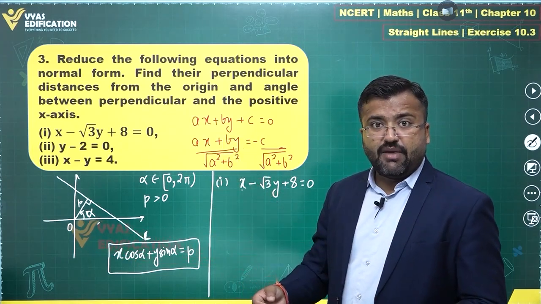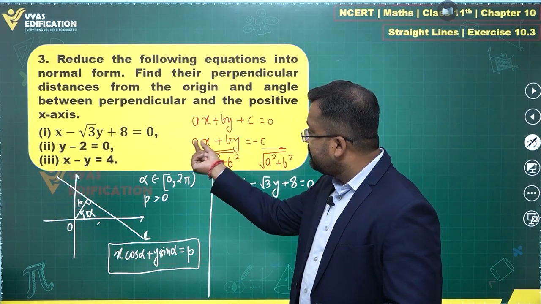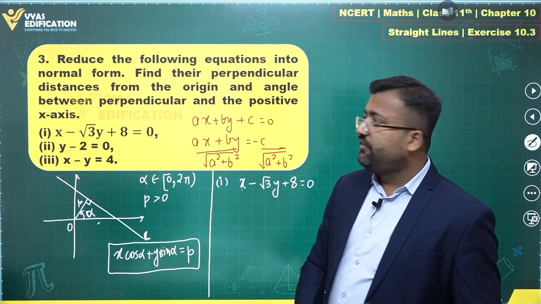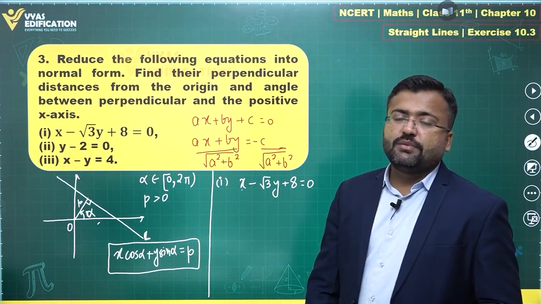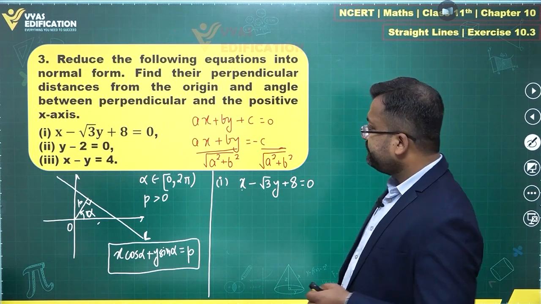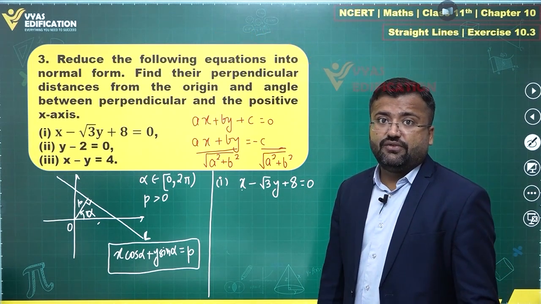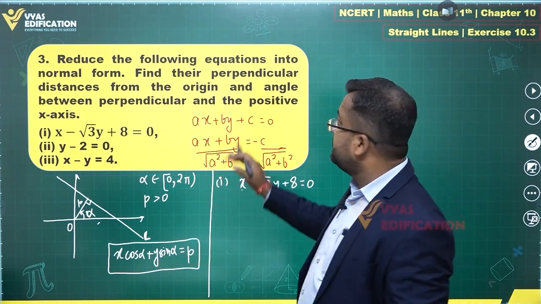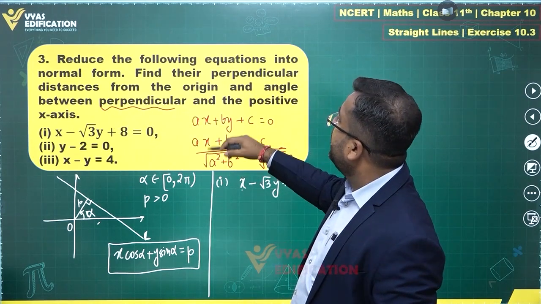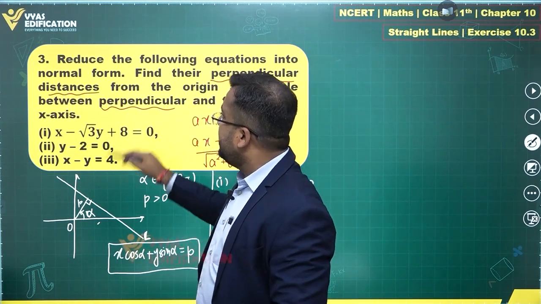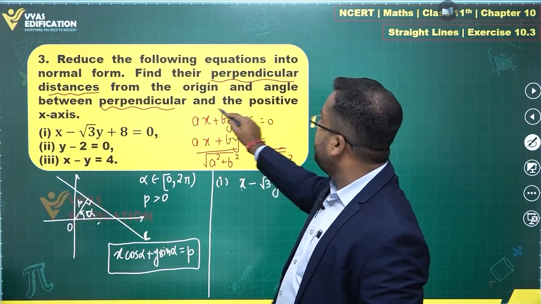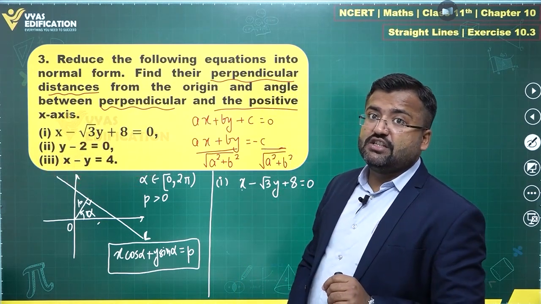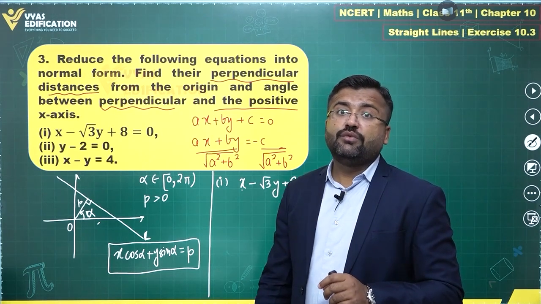So, if required, multiply with a minus, and then the coefficient of x will be a upon under root of a square plus b square, or minus a upon under root of a square plus b square. That will give me cos alpha. Here b, or minus b, upon under root of a square plus b square will give me sin alpha, right? On the basis of that, I can easily guess the value of alpha. And once alpha is known, once p is known, this is the normal form. The question asks for the perpendicular distance, that is p, and the angle between the perpendicular and the positive x-axis, that is alpha. So, we are supposed to find p and alpha for each of these equations after converting into the normal form. That's what we are supposed to do, right?